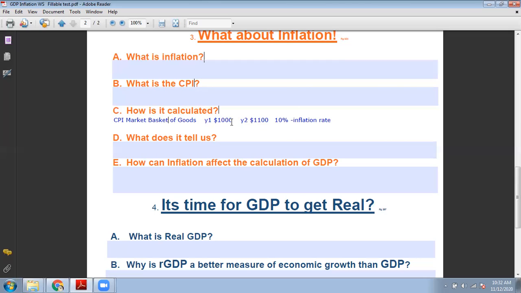We always want to keep goods the same from one year to the next, because we can't say that a TV from 30 years ago is just as good as a new TV now. They're different. And therefore, we don't want to compare apples to oranges. We always want to compare apples to apples. So they're constantly adding and taking away goods in this market basket just so they can compare identical goods.